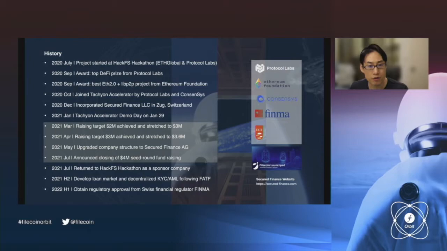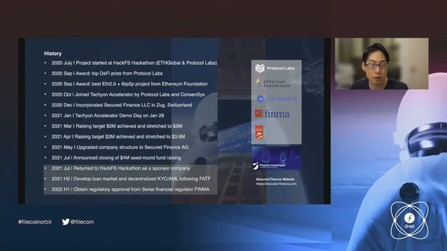Throughout the seed fundraising period, Tachyon mentors were always very helpful and supportive, and I highly appreciate this program. What's rewarding for us is that we came back to the HackFS Hackathon as a sponsor to support the next hackers. We would love to pay it forward. Now I became a mentor to Tachyon Accelerator program to support Web3 founders. So if you need some help, feel free to reach out to me.